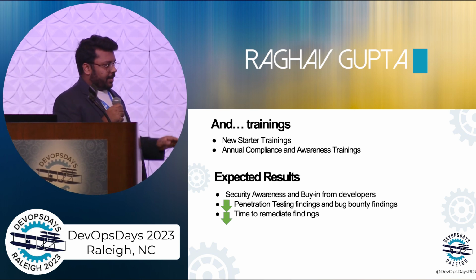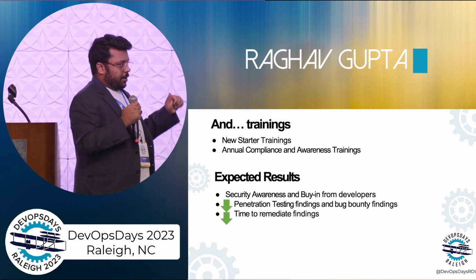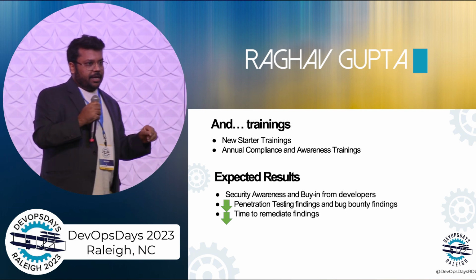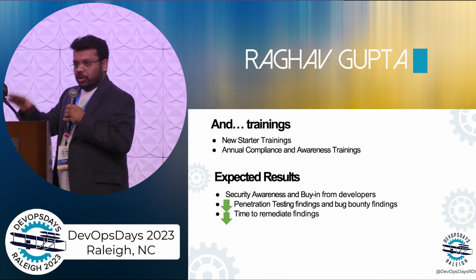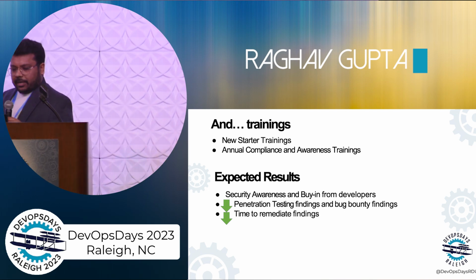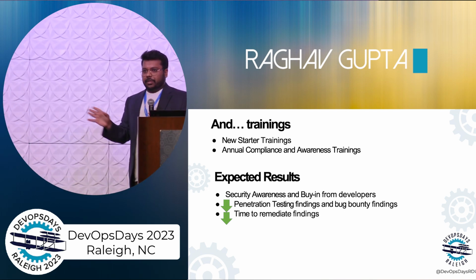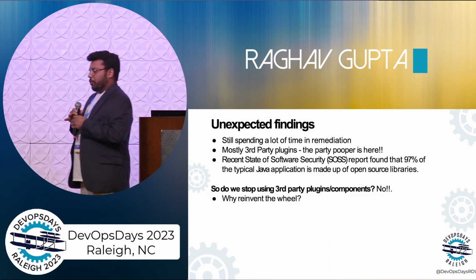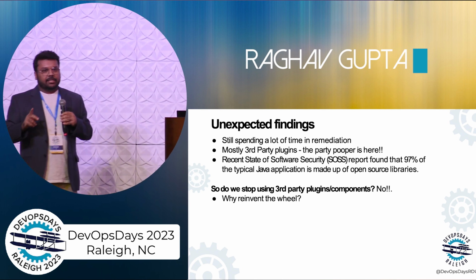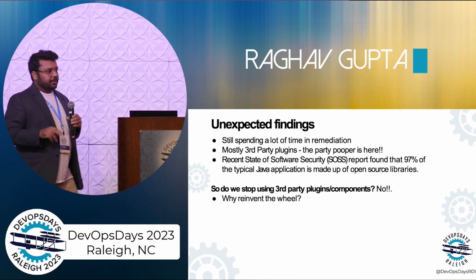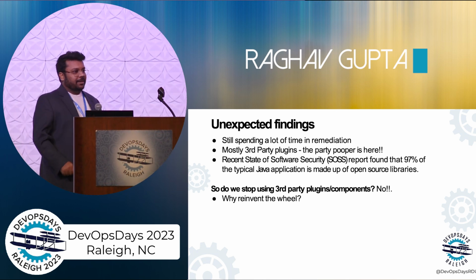Now, we also have trainings, and we expect that by doing all this, the time to remediate our findings will go down. The number of bugs that we find will also go down. But did that actually happen? Not really. What happened was the bugs were still there, and the time it took to remediate these findings was still high. The third-party pooper is here.